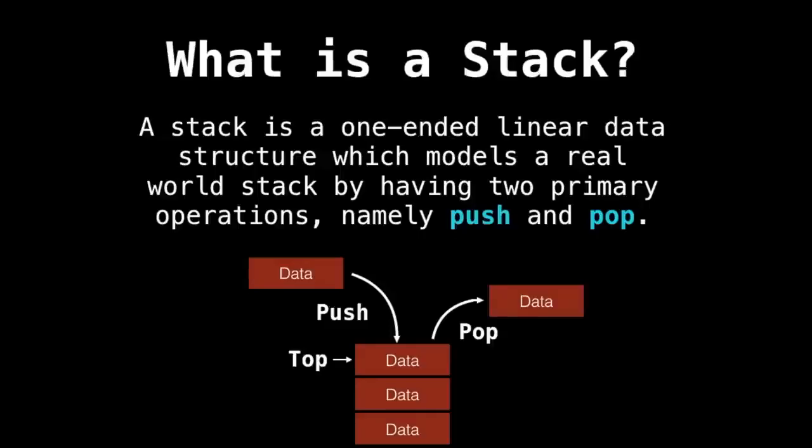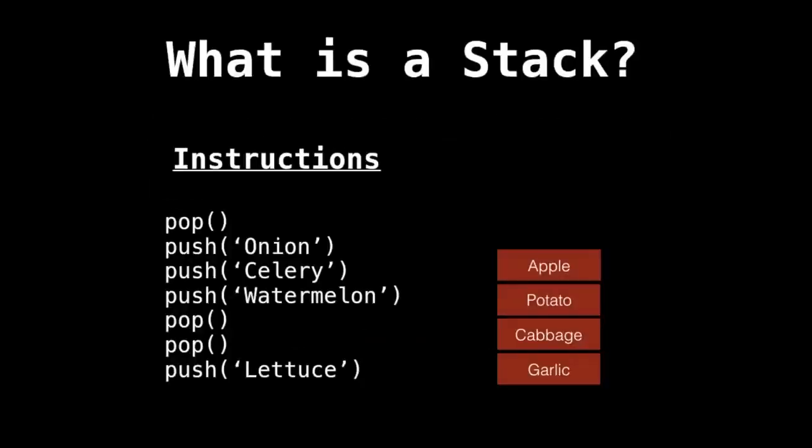Let's look at a more detailed example on how a stack works and how things are added and removed from a stack. So let's walk through an example. On the left side, I have some instructions on what we need to add and remove to the stack. So the first operation is a pop. So we remove the top element from the stack, which is apple. So boom, apple is gone. Now we push onion onto the stack. So we add onion to the top of the stack.